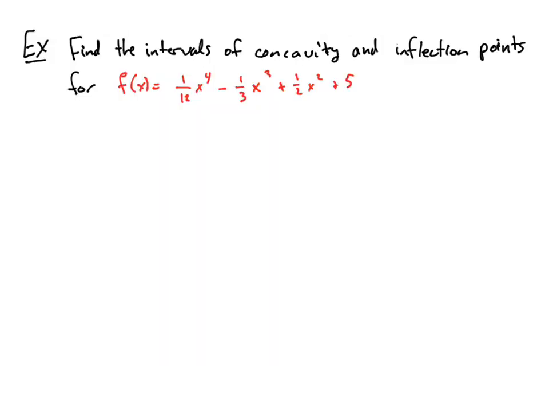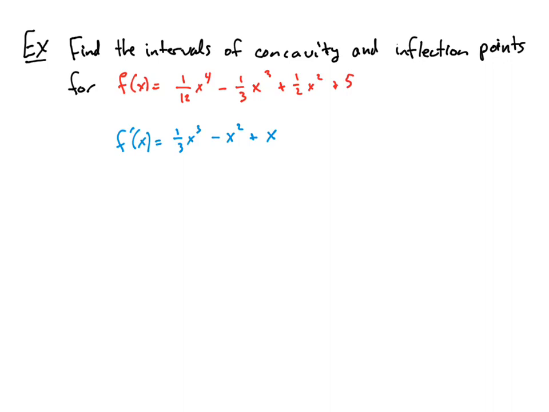All right, let's do the same thing for this function. So find where the function is concave up and concave down, and then any inflection points. So again, let's find the first derivative. So we're going to have 4 times 1/12, which is 4/12, which is 1/3, x to the third, minus, again using the power rule, 3 times 1/3 is 1, so that's just x squared, plus 2 times 1/2 is just 1, so plus x, and then the derivative of a constant is 0.